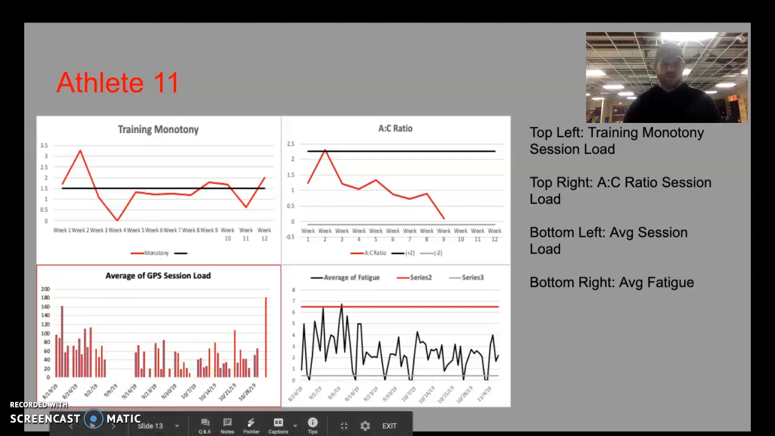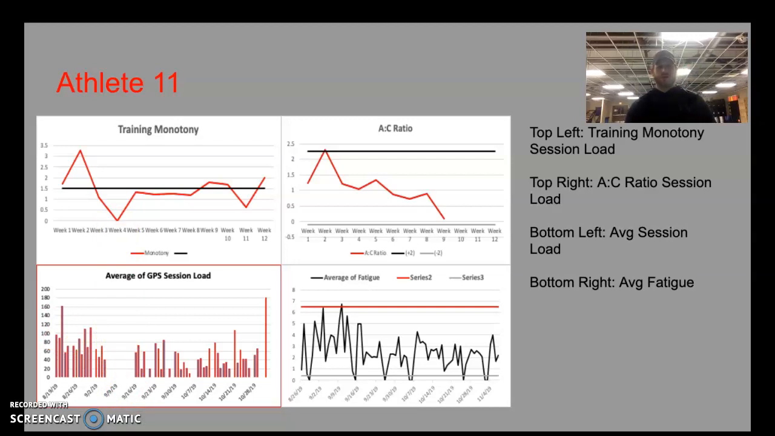And consequently, the fatigue creeps up until it hits a peak right here. And we actually also don't have any data for that week for training monotony or session load, so they may have been so tired, so beat up, so hurt that they actually were out for a few practices, or we just didn't get their numbers recorded.